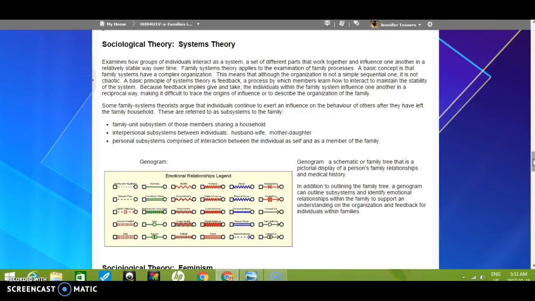Family systems theory applies to the examination of family processes, a basic concept being that family systems have a complex organization. If you want to understand the dynamics of a family, you need to understand not only who's related to who, but what's going on with that family. When I taught this course in the classroom, we would often make genograms to understand our own families. It's not just a family tree, but in fact has a legend that identifies the relationship and the systems between people.